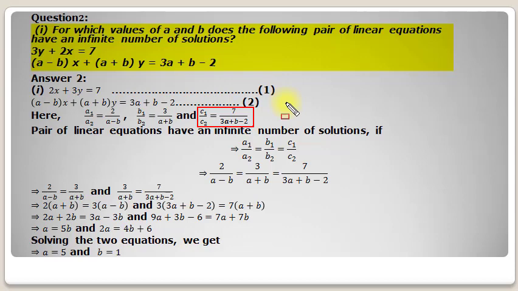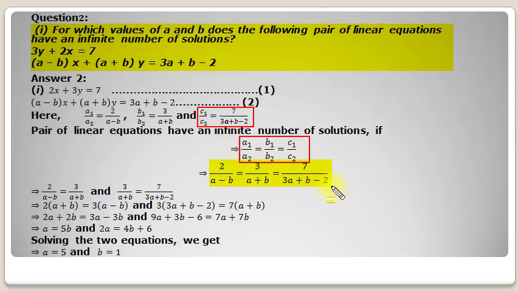We have to apply the condition of infinite many solutions and find the value of a and b. So we have written here: pair of linear equations have infinite many solutions. We know that a pair of linear equations has infinite many solutions when a1 upon a2 is equal to b1 upon b2 is equal to c1 upon c2. So we apply this condition and put the value of a1 upon a2, b1 upon b2 and c1 upon c2. So we will get this equation.